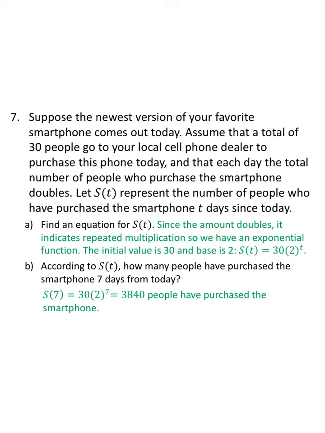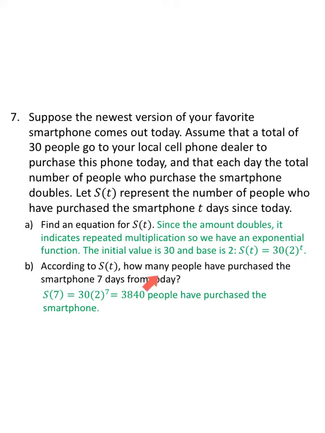An exponential function, S of t, equals, the a value is going to be how many people have it on day 1. 30 people start with the phone. Doubles indicates a base multiplier of 2, and I want to make sure I use the correct variable, t. So S of t equals 30 times 2 to the t. So after the first day there's 30, second day there's 60, then 120, then 240, and it keeps going from there.